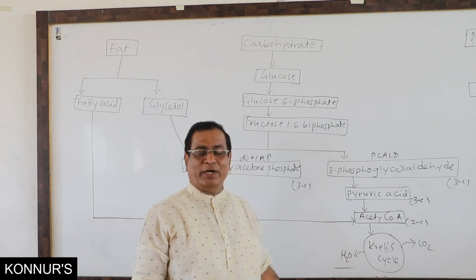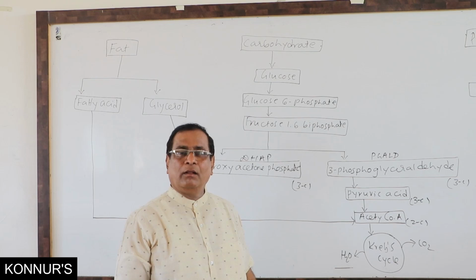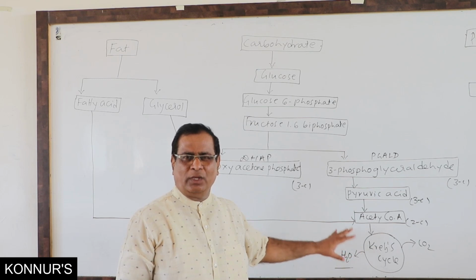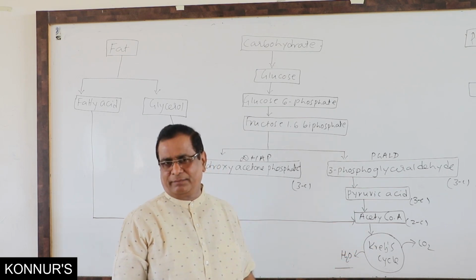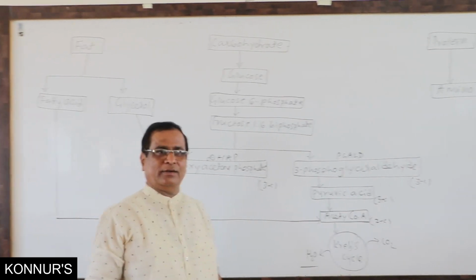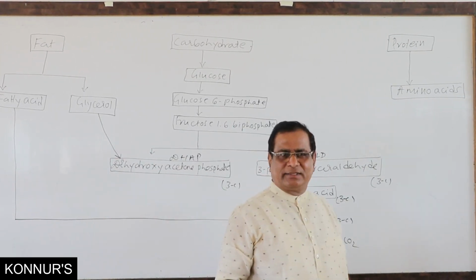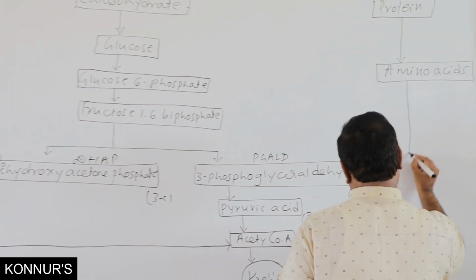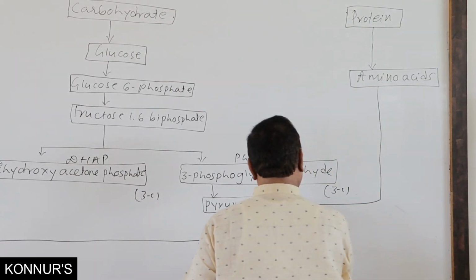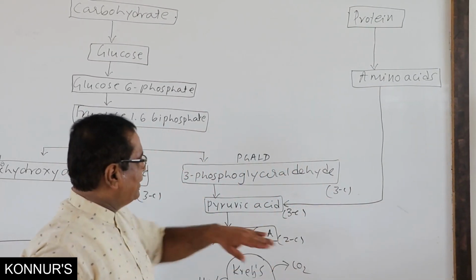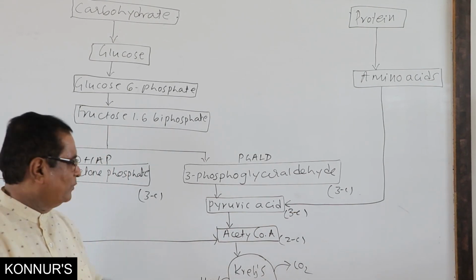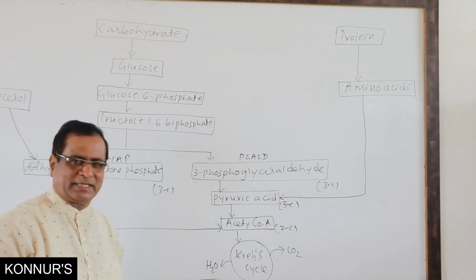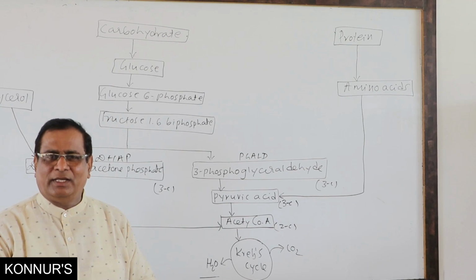And here we do expect energy yielding in the form of NADH2, FADH2 and GTP. And what is the fate of protein? It is made up of amino acids, and these amino acids by deamination are converted into pyruvic acid and enter the respiratory cycle. Pyruvic acid becomes acetyl coenzyme A. Acetyl coenzyme A enters into Krebs cycle, hence the release of energy.